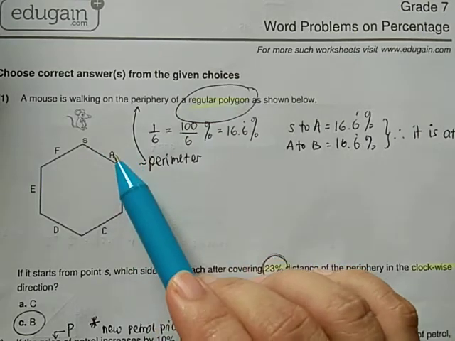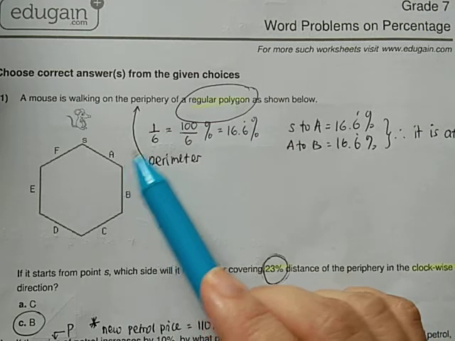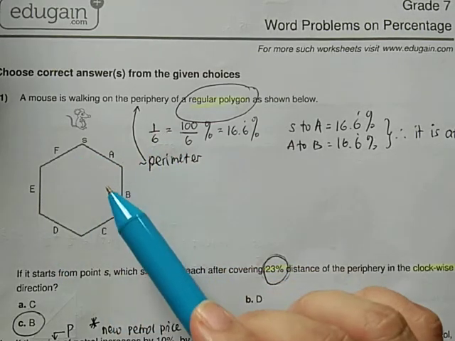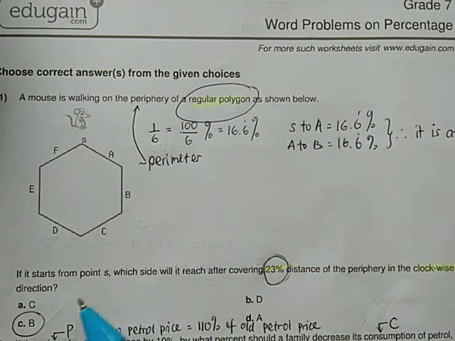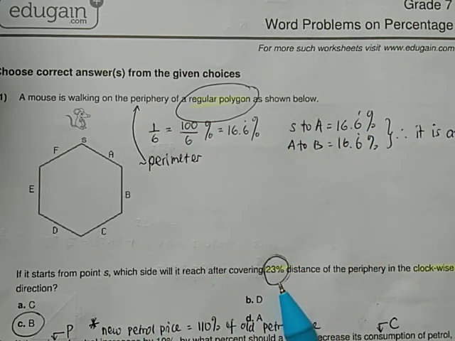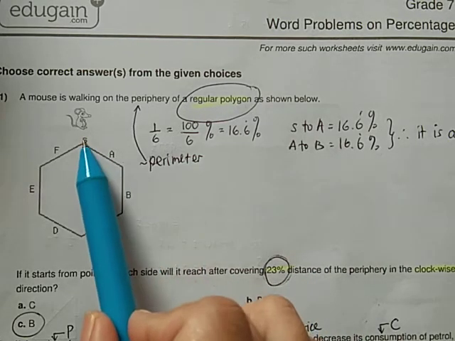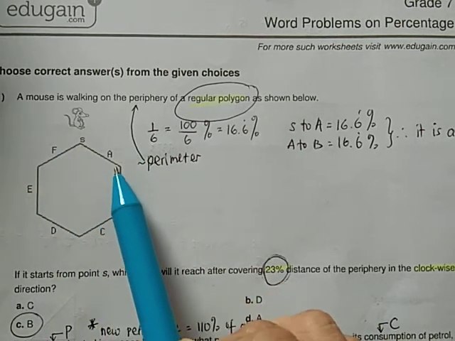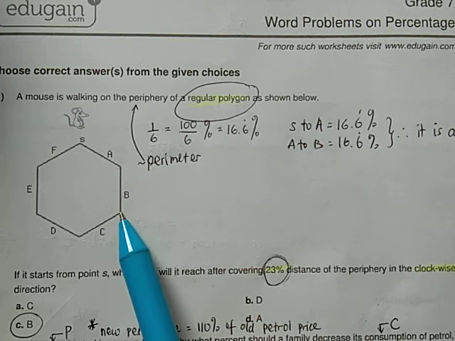It means the distances A, B, C, D, E, F are all the same. Hence, each side is 1/6 of the total perimeter. That will make it 16.6. Now the question is asking us, covering 23% distance starting at the S in the clockwise direction. If from here to here is 16.6, another 16.6 will be 33.3.